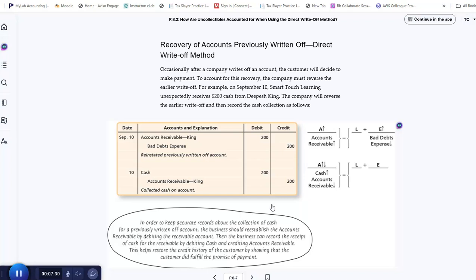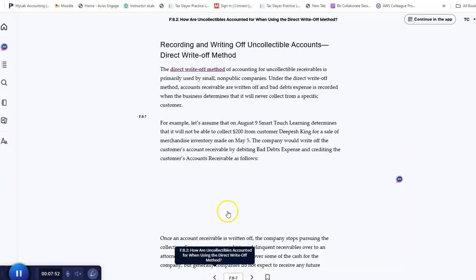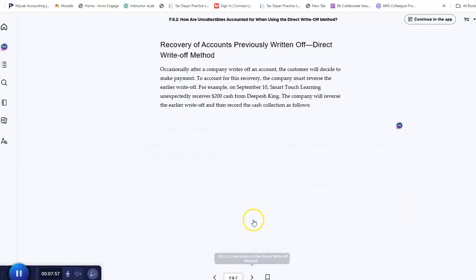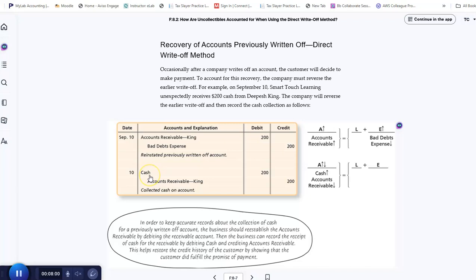If the customer later comes back and says, I can pay, or maybe they can only pay part of the amount they owe us, to record that and reinstate the account that was previously written off, we put it back in accounts receivable as a debit, and we credit bad debt expense. Notice that's just the opposite of the journal entry we did to write it off. You are basically reversing it. And then you record the cash to collect it and credit accounts receivable.